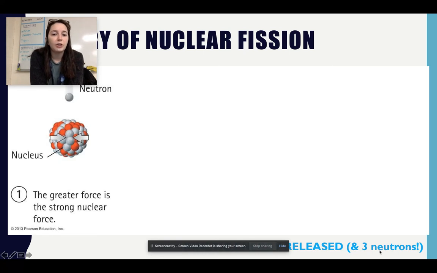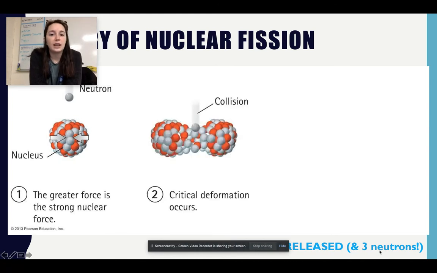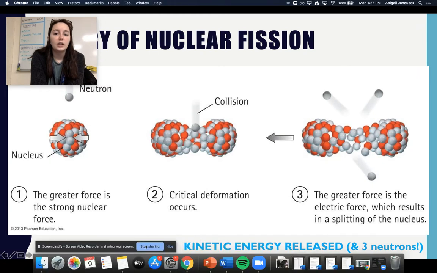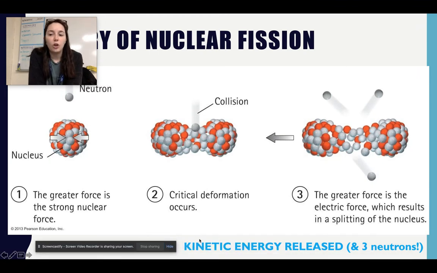So the story of nuclear fission is pretty easy. Number one, the greater force is the strong nuclear force, and that's what's holding together my protons. As I continue to add neutrons, I notice that I have a collision. There's a critical deformation that occurs because I'm having too many neutrons. The neutrons are turning into protons. It's becoming unstable. It doesn't like that. So it starts deforming. Once it deforms, that great force is now an electric force, and that results in the splitting of the nucleus. This is where kinetic energy is released along with 3 neutrons. So this is where some energy is released during the breaking in step 3. Doesn't happen in step 1 or 2, happens in step 3.